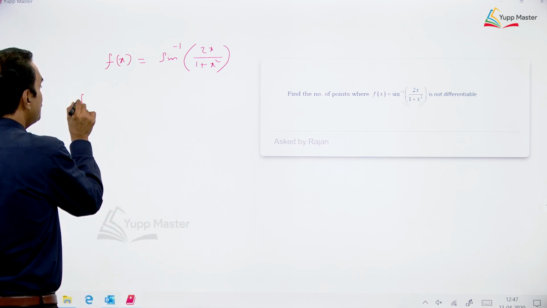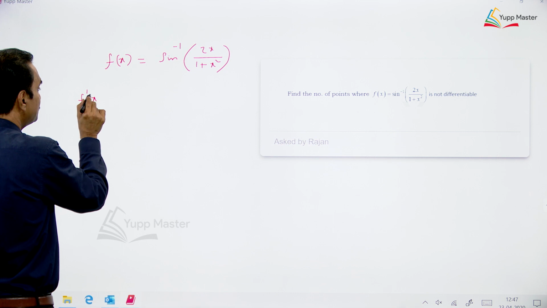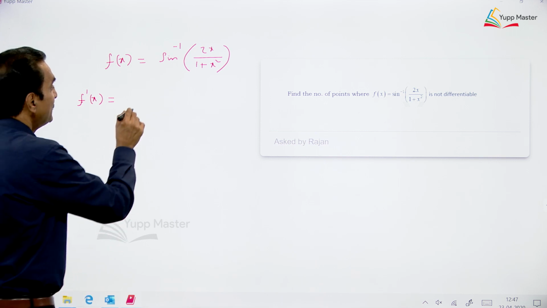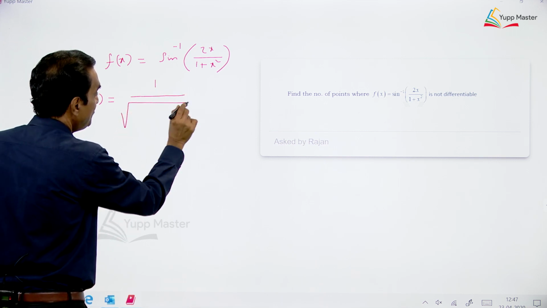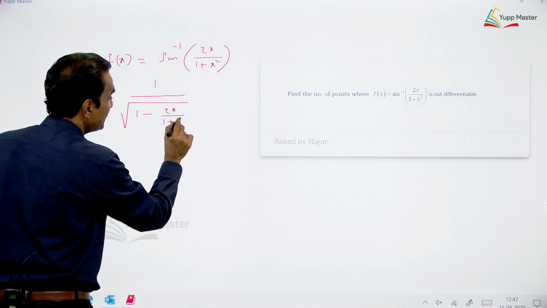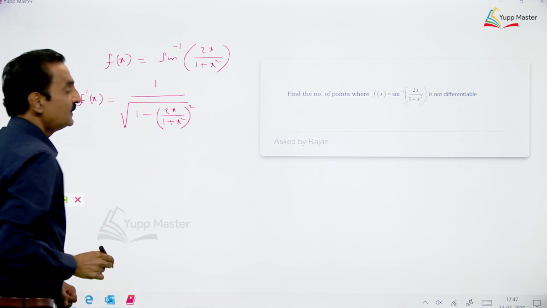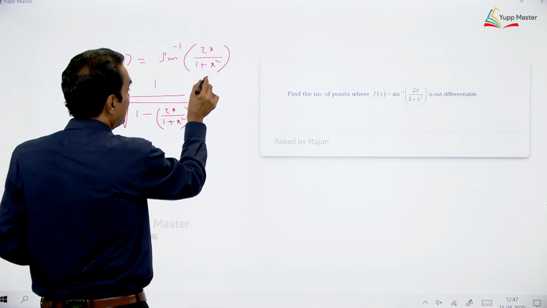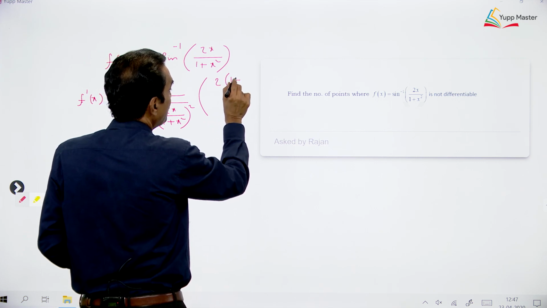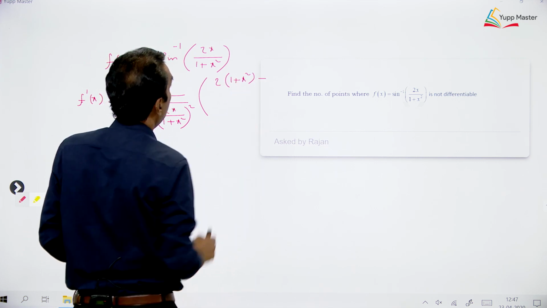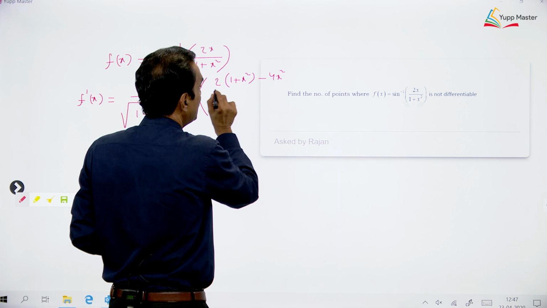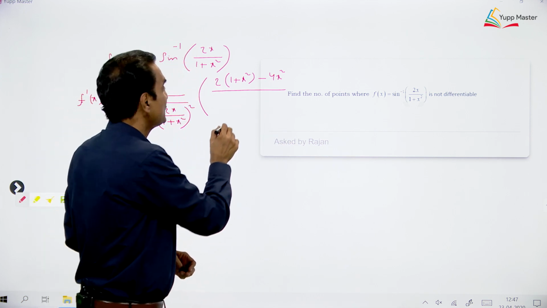f dash x is equal to what is the derivative of sin inverse of 2x by 1 plus x square? 1 by square root of 1 minus 2x by 1 plus x square whole square, into the derivative of 2x by 1 plus x square, which is u dash v minus u v dash, that is 2 into 1 plus x square minus 2x into 2x, 4x square, by 1 plus x square whole square.